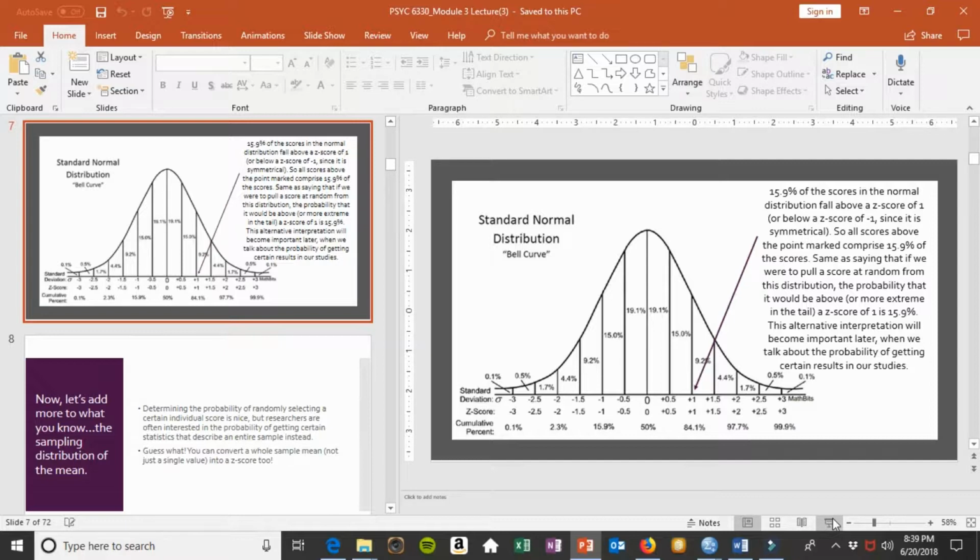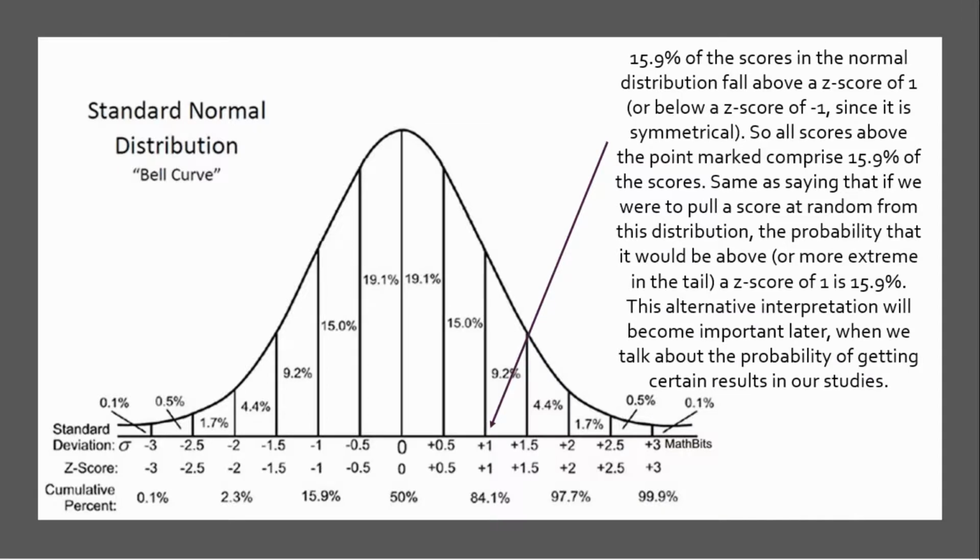Okay, so just to recap, last week you learned that you can take an individual score and convert it into a z-score. And the nice thing about z-scores is they tell you how many standard deviations above the mean your score was in the distribution of scores. So if you have a z-score of 1, then the proportion of scores that are above your particular score will be 0.159, or 15.9% of the scores will be above your z-score of 1.